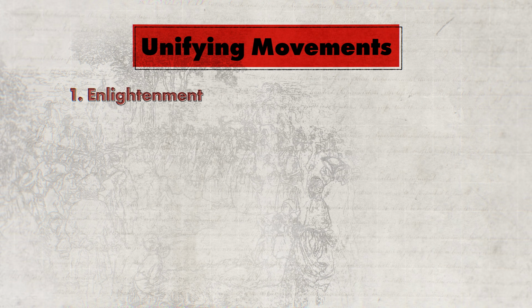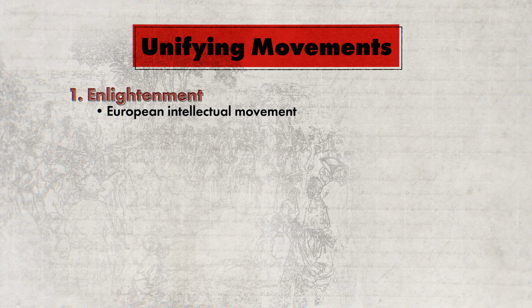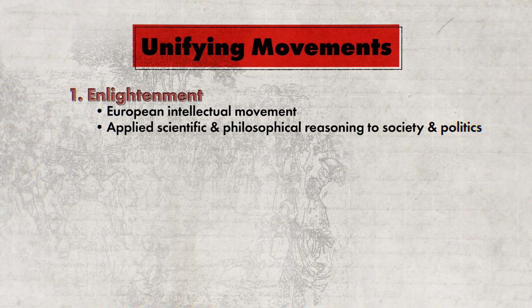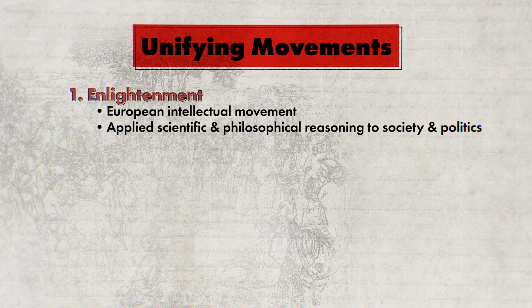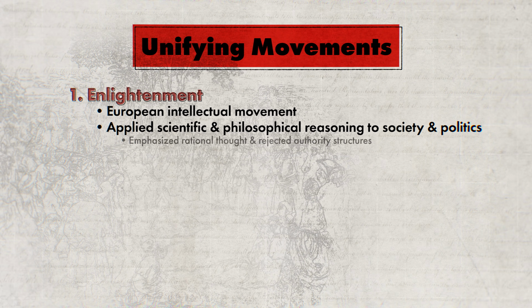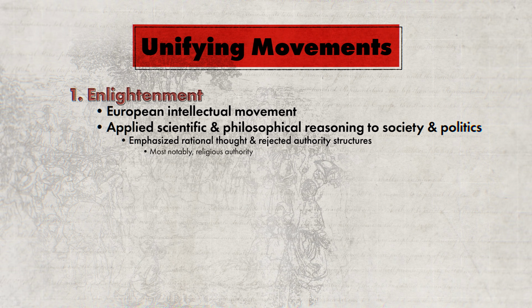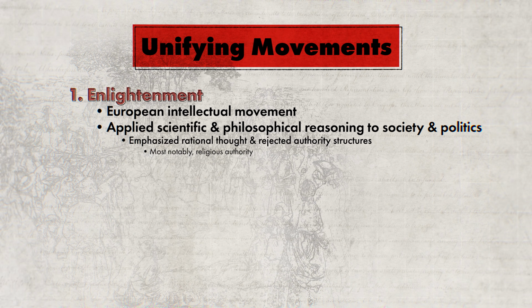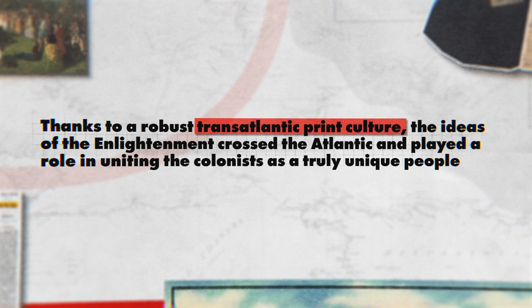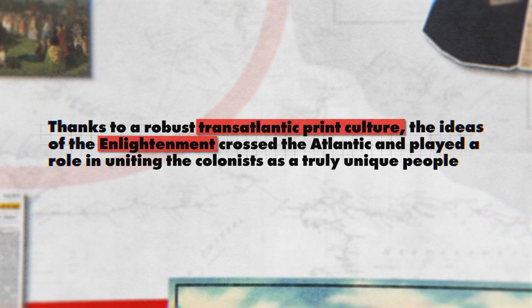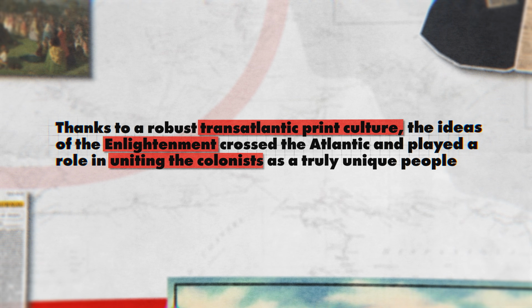Now, by definition, the Enlightenment was a European intellectual movement that sought to apply the rigors of scientific and philosophical reasoning to society and politics. And part and parcel of this movement was the emphasis on rational thought and the rejection of authority structures that came from outside oneself, most notably religious authority. And thanks to a robust transatlantic print culture, the ideas of the Enlightenment crossed the Atlantic and played a role in uniting the colonists as a truly unique people.